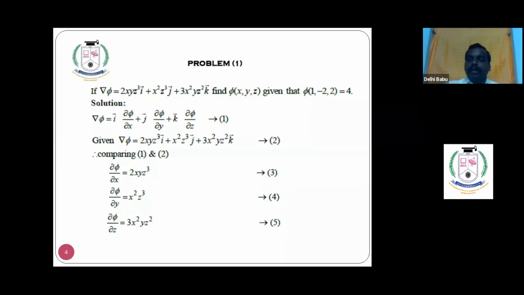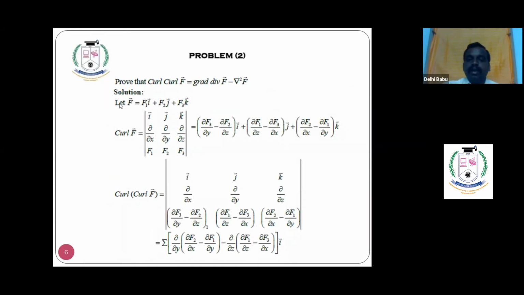Okay, we go to the next problem. Prove that curl f vector equals gradient divergence f vector minus del square f vector.